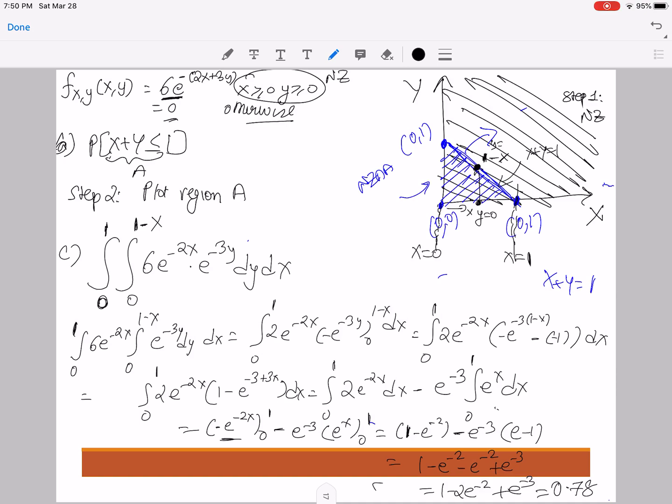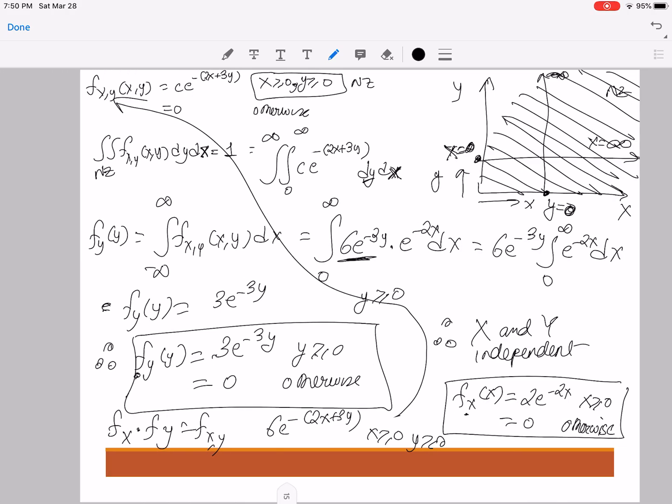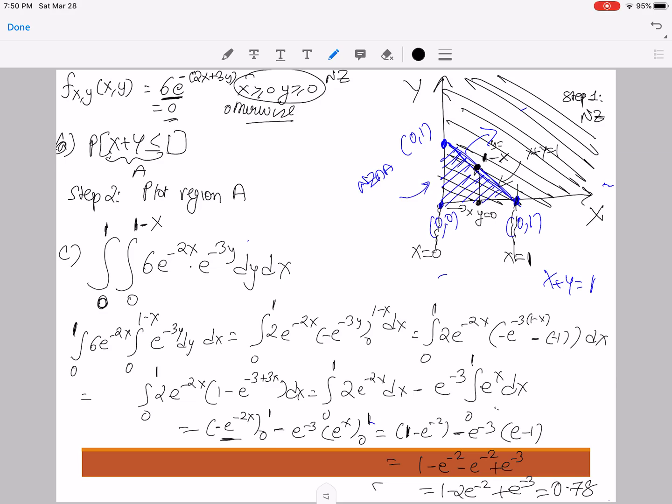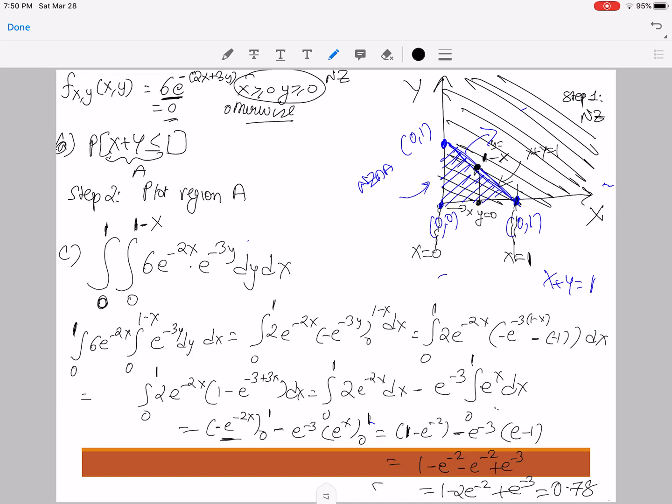Okay, so that was quite a beefy problem number 1. So again, I'll stop my lecturette right here, which shows you how to solve this problem involving simple limits. Because if you carefully observe, most of our limits were from zero to infinity in order to find the constant values and to find the marginal PDFs. The limits were a little bit tricky when we were trying to find the probabilities of these regions. So I'll end this lecturette right here, and I'll leave it for you to review.